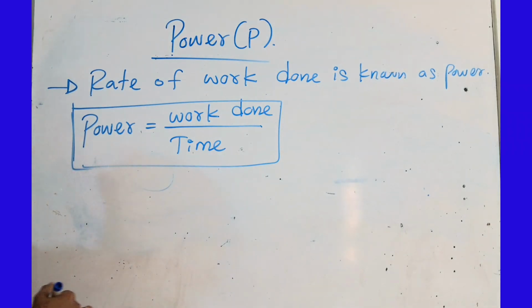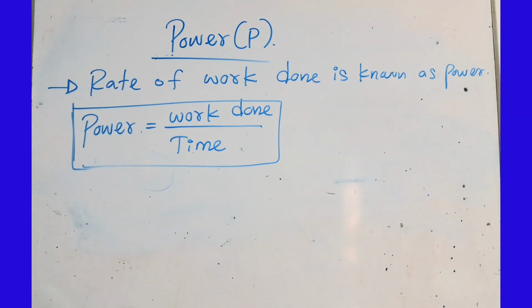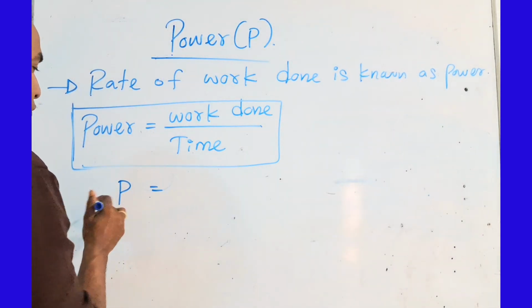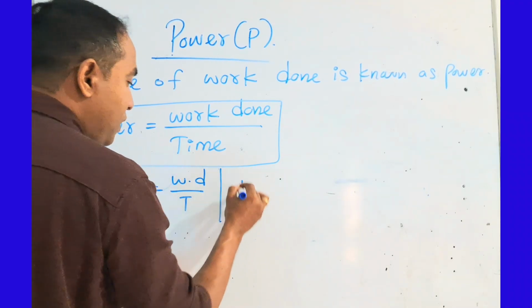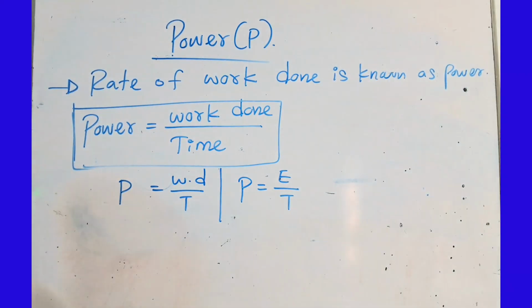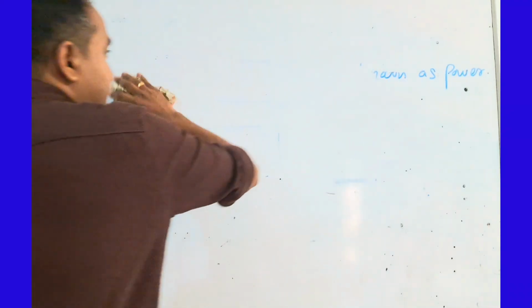Then we will learn how to find the unit for power. Now we learned what power is. This equation can also be written like this: power is equal to work done divided by time, or power is equal to energy divided by time, because work done is equal to energy. Then we will learn the units for power.